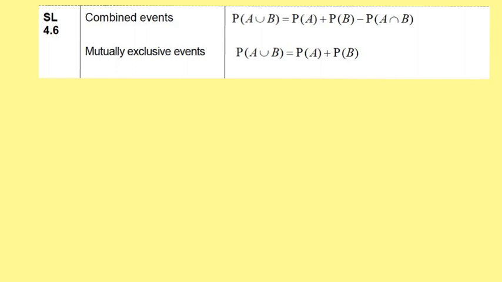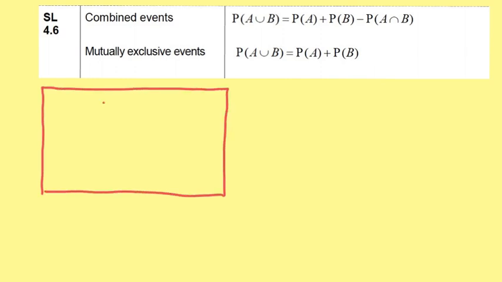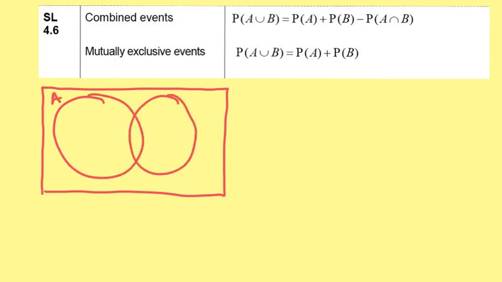The third of the formulas is to do with combined events. It states that the probability of A or B is equal to the probability of A plus the probability of B minus the probability of A and B. So if we draw a Venn diagram with two events, A and B, the union is all of this section here.